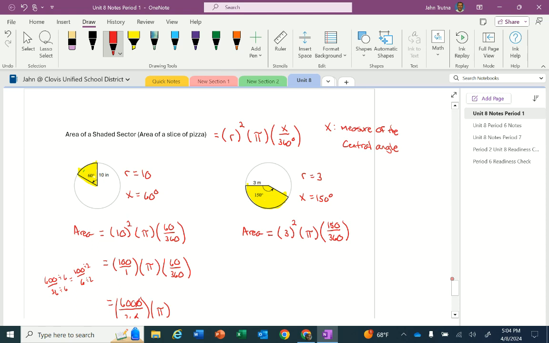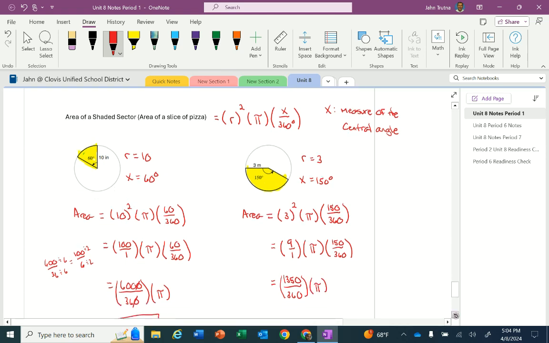I have to square the radius first, so 3 squared is 9. So I'm going to get 9. Think of it as 9 over 1. You don't have to write it, but I will. Times pi times the fraction 150 over 360. Now I'm going to multiply. 9 times 150. So I'm multiplying the numerators together. That is 1,350 over 360. 1 times 360 is 360, times the number pi.